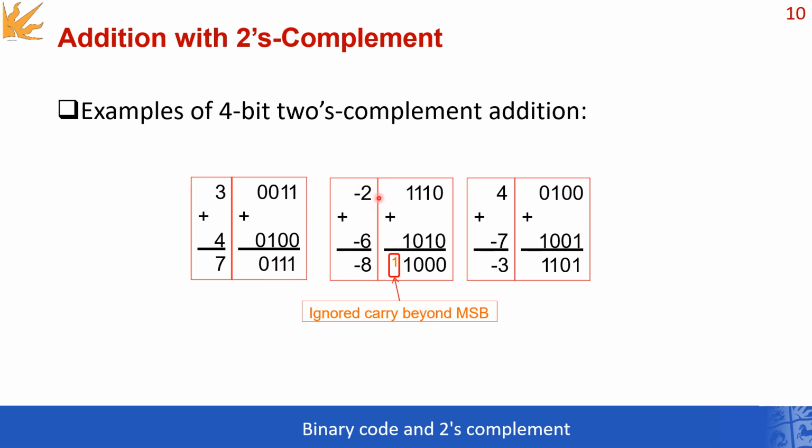Now, let's check out what happens when you try to add two negative numbers, -2 and -6. In this case, 0 plus 0 gives 0, 1 plus 1 gives 0 plus a carry, 1 plus 0 plus the carry gives 0 and another carry, 1 plus 1 gives 0 and another carry. And that is ignored. And this is the representation of -8.